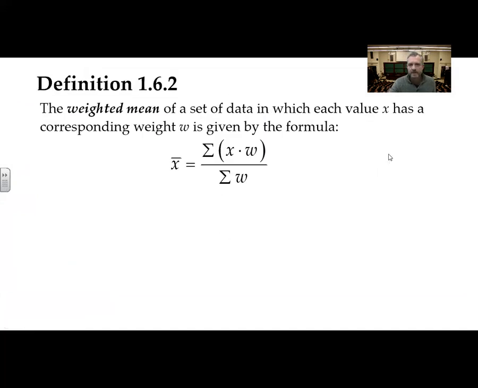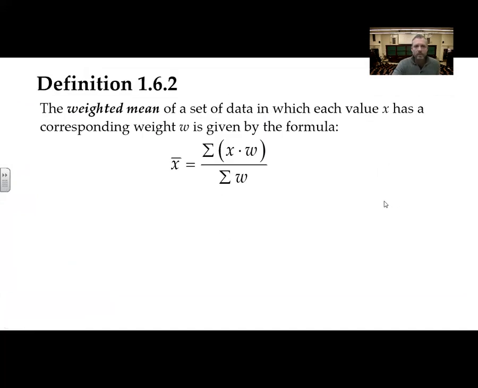All right, there's also something known as a weighted mean. And a weighted mean of a data set is where we take each x value and we weight it, corresponding formula. Now, this formula, let's see here.